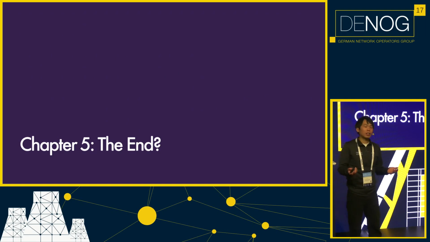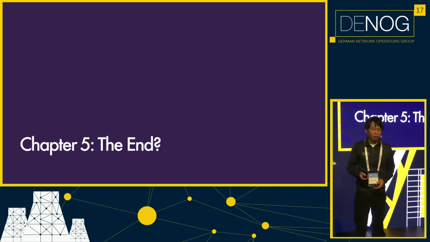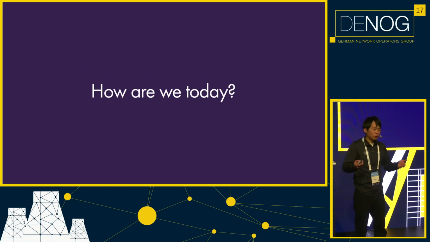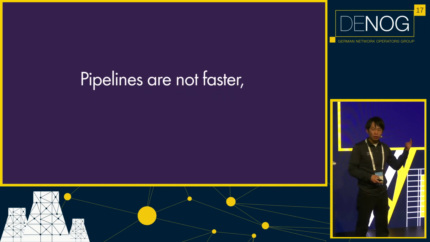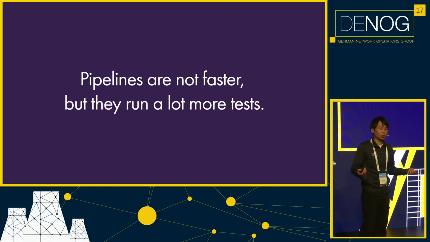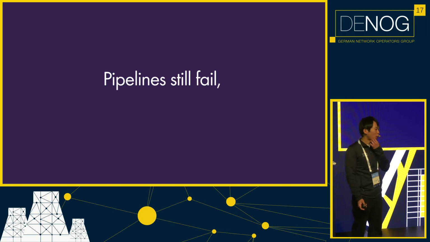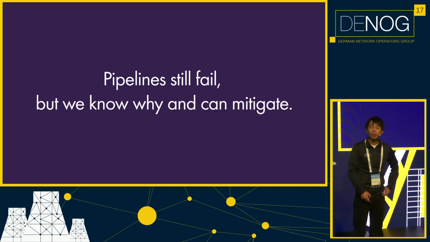Yeah, so is this like the end of everything? Did we fix everything? Yeah, I mean, let's do a bit of stock taking, right? So how are we today? Pipelines are not actually that much faster, but they run a lot more tests, so that's kind of nice. Pipelines do still fail, but we actually know why, and we can try to mitigate them.